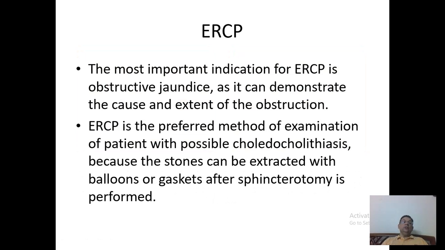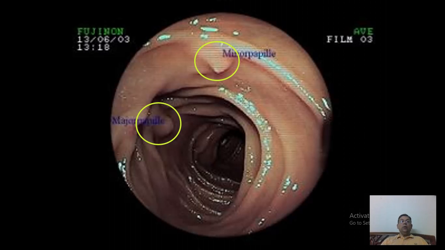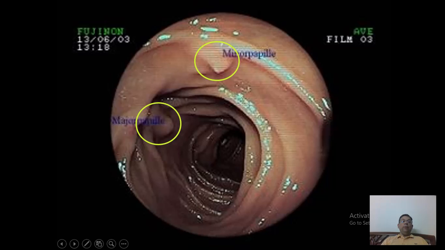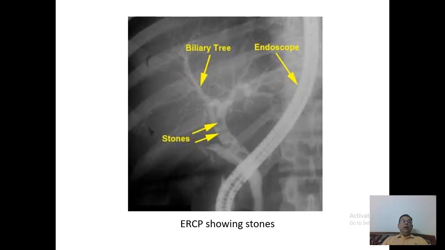The most important indication once again, as we know, is obstructive jaundice, and this is how it looks. When you place an endoscope, there is this minor papilla where the accessory duct of the pancreas is opening, and there is this major papilla through which both the biliary and pancreatic ducts are opening inside the duodenum. Now with a side viewing duodenoscope, you cannulate it, and after cannulating it, you give contrast for imaging, or you perform a procedure: you remove the stone, you place a stent, or you can take a biopsy.